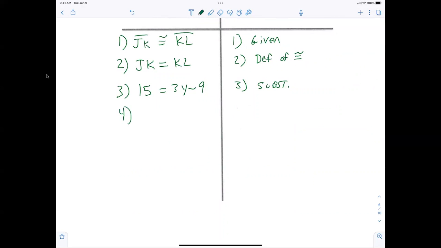So what's step 4, Coop? Well, what am I going to write down? Add 9 to both sides: 15 plus 9 equals 3y minus 9 plus 9. Or we could just say, because we are brilliant, 24 equals 3y. And now we would say that's the addition property of equality. We are brilliant. Step number 5.